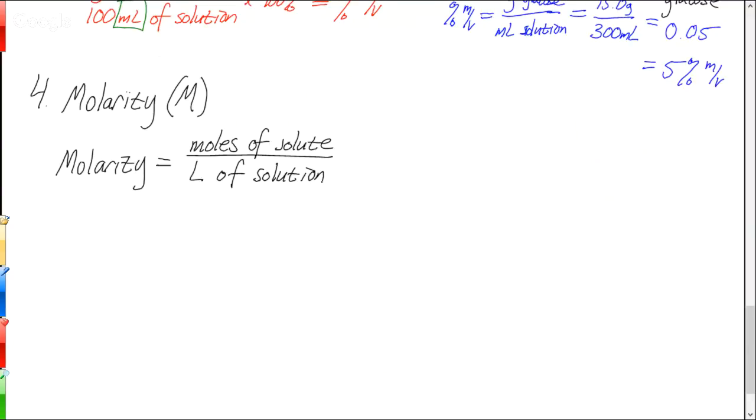So it's the same type of measurement, amount of solute divided by amount of solution.